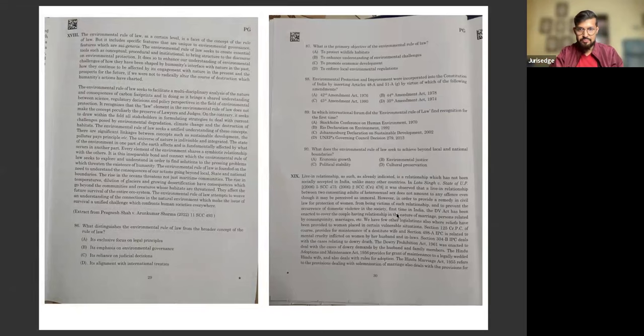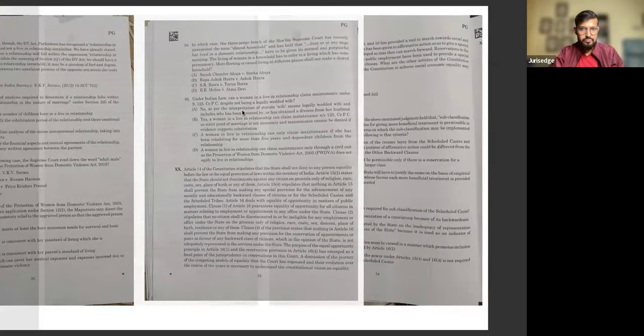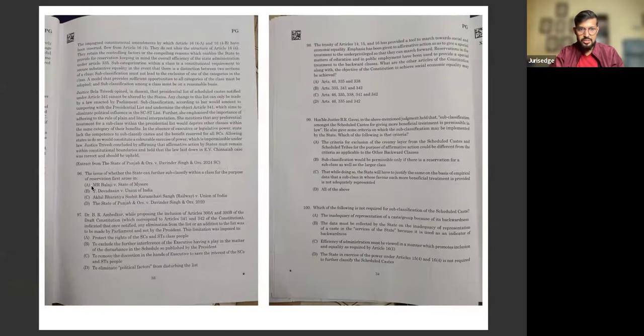Then 96, that is there. 96, this is another question. 96, this is the question that has been raised. 96, 97, 98, 99. These are the four questions from the Davinder Singh case that have been raised.